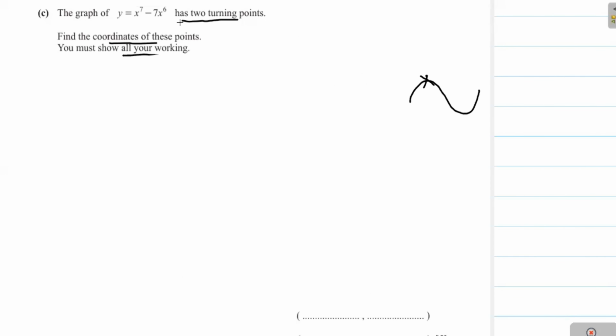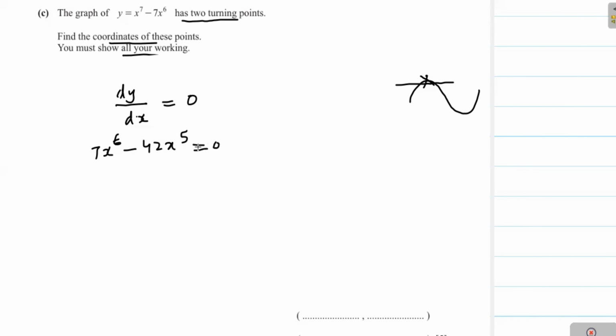Part C, the graph has two turning points. Find the coordinates of these points. At the turning points, the gradient of the tangent is 0. Therefore, where the gradient of the tangent dy over dx is 0, these points are turning points. Therefore, we can write dy over dx equal to 7 x power 6 minus 42 into x power 5.